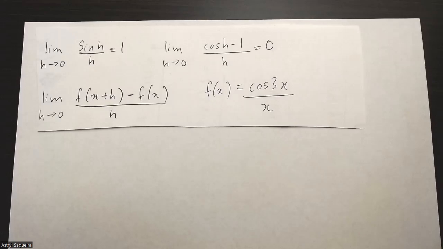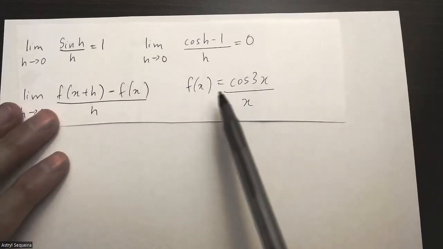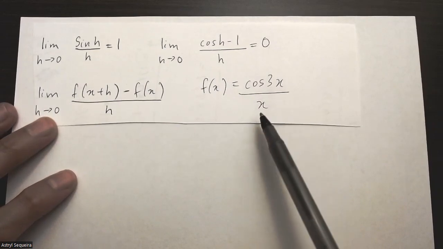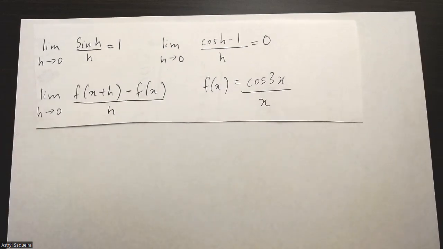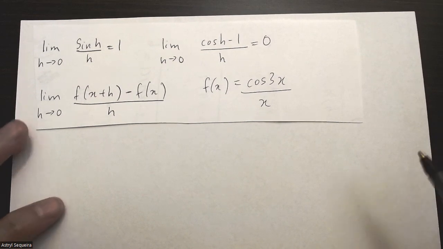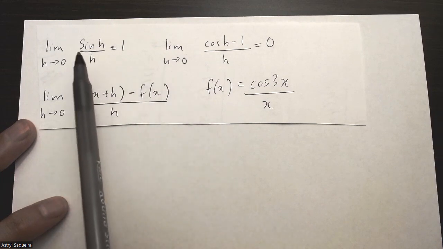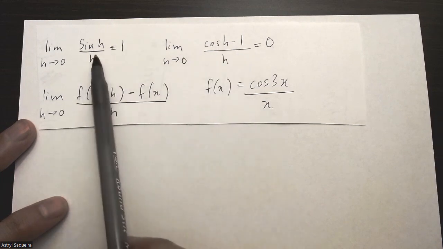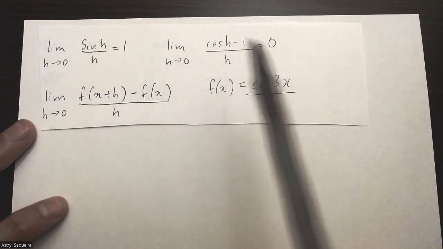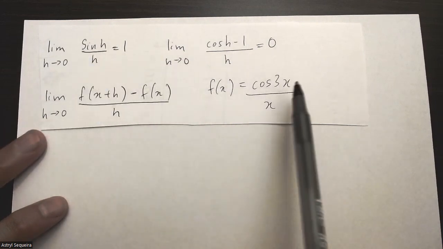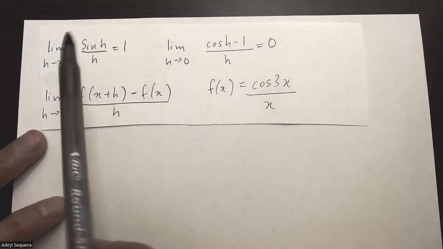All right, in this video, we want to derive this function over here, f of x equals cos 3x over x, but we want to derive it using first principles. In order to do this, we obviously need our first principles equation over here, but we're also going to use these two equations to solve the question. Generally speaking, for sine and cos equations, you'll always use these two.